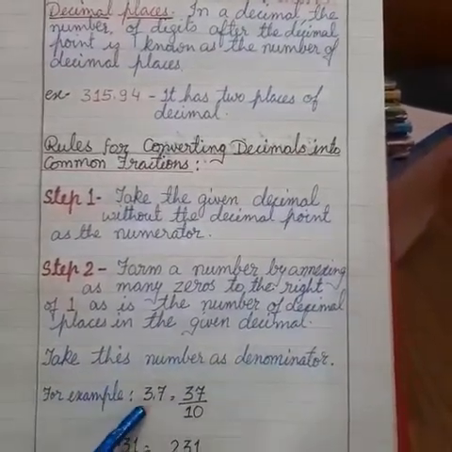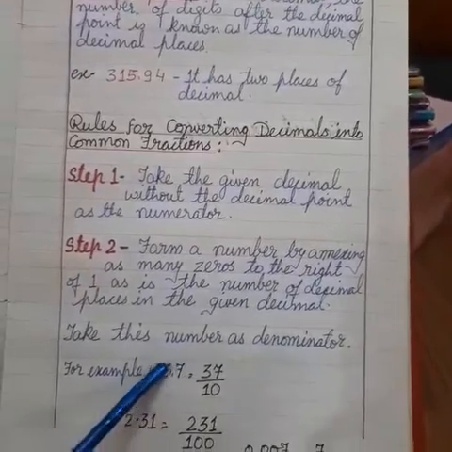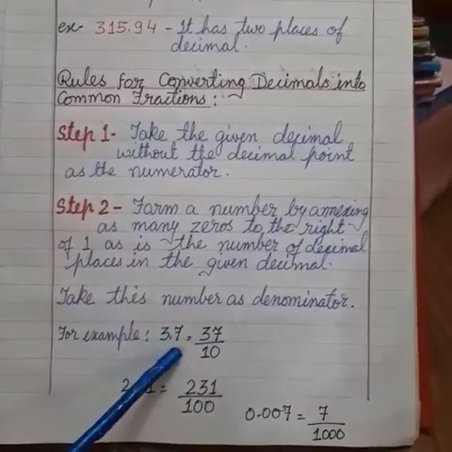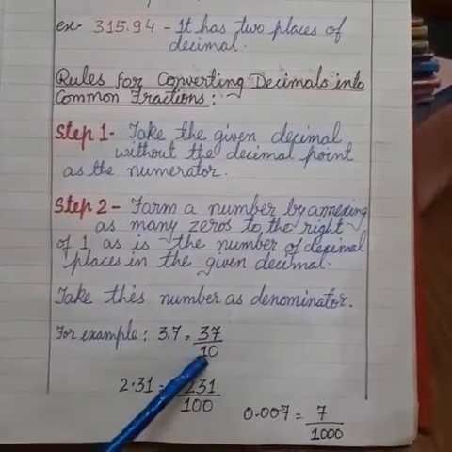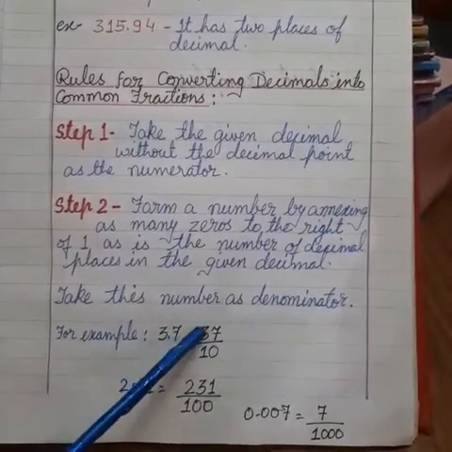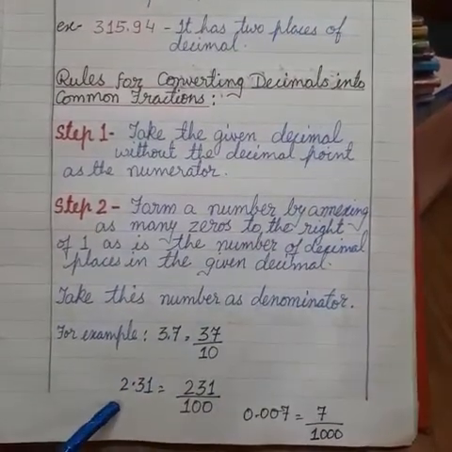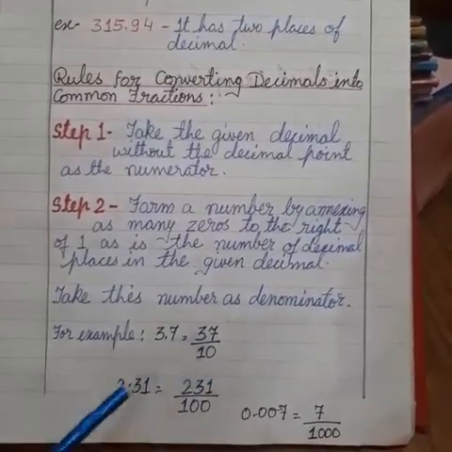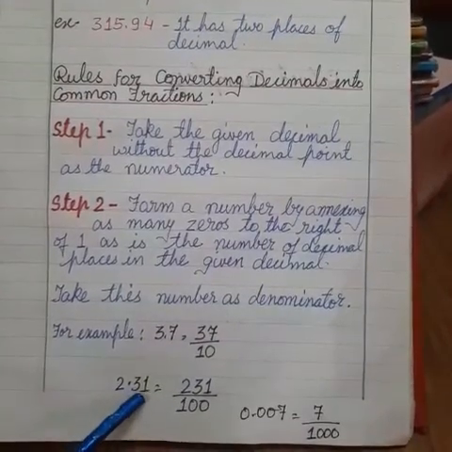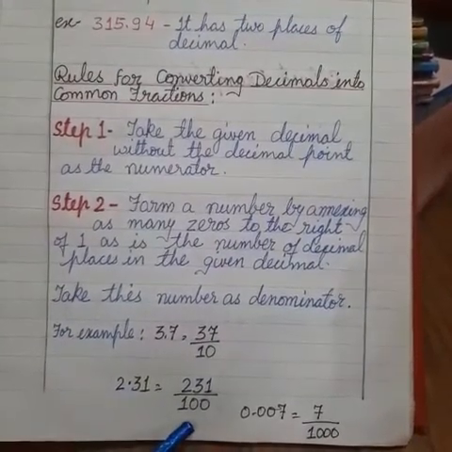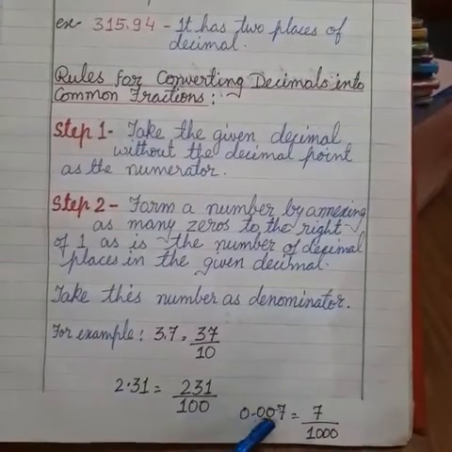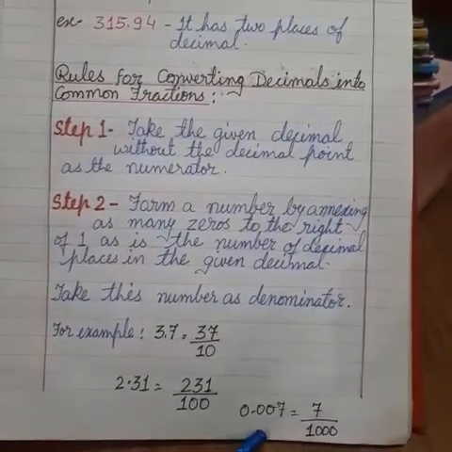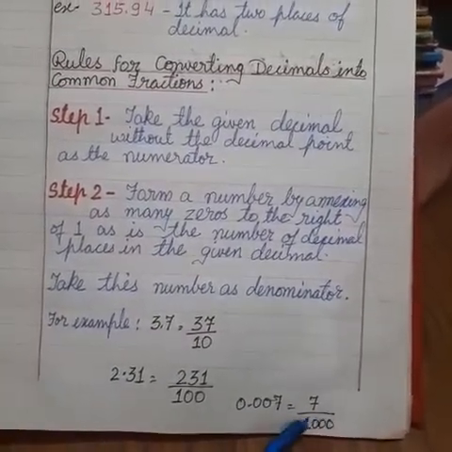For example, we have 3.7. We write 37 as numerator, and after the decimal we have 1 digit, so we write 1 plus 1 zero, that is 10. So it will be the fraction 37 upon 10. Here in this number we have 2.31. We write 231 as numerator, and after the point we have 2 digits, so we write 100. Like this, in 0.007, we write only 7, but after the decimal we have 007, means 3 decimal places, so we write 3 zeros, that is 1000.